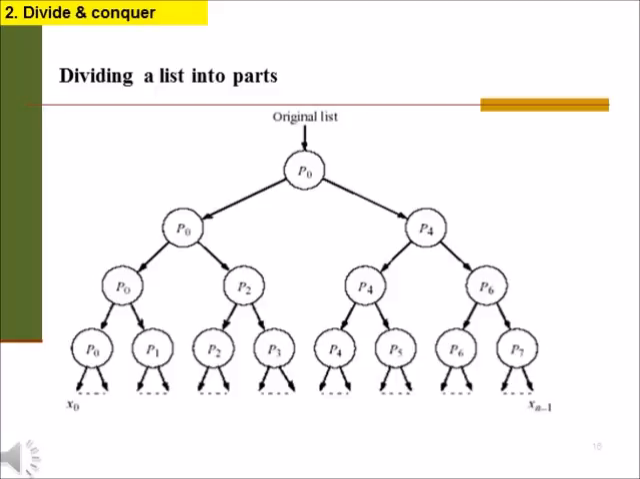One could simply assign one processor to each node of the tree. That would ultimately require 2 to the power of m plus 1 minus 1 processors to divide the task into 2 to the power of m parts. Each processor would only be active at one level in the tree, leading to a very inefficient solution.